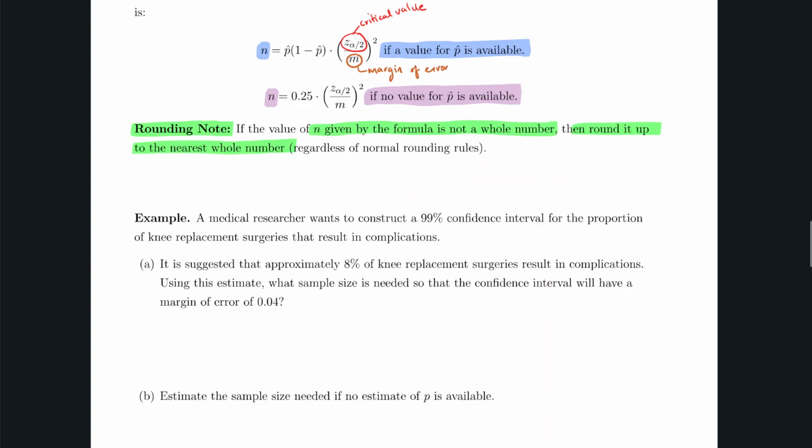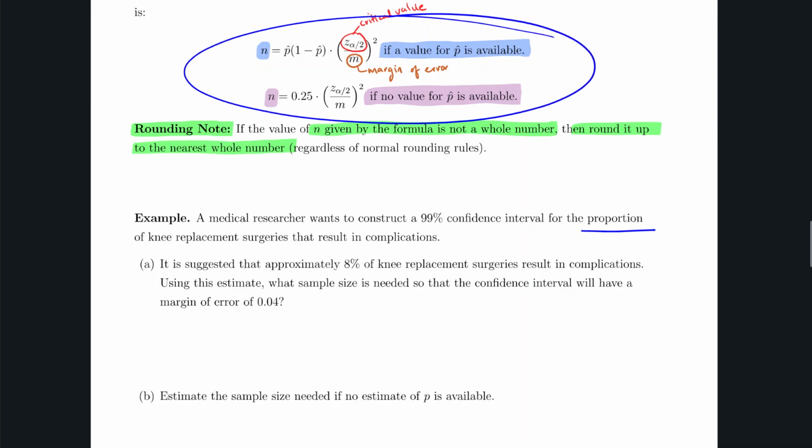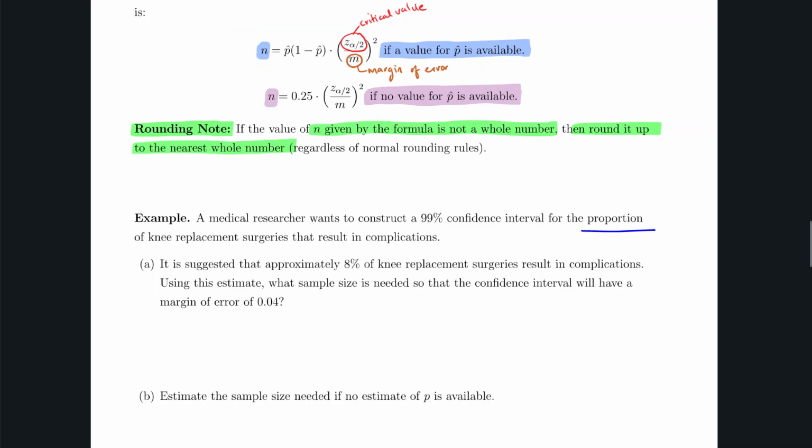So in our next example, we've got a medical researcher who wants to construct a 99% confidence interval for the proportion. So here we see our phrase proportion. Since this is for the proportion, it makes us think of one of these two formulas at this point, of knee surgeries that result in complications. It is suggested that 8% of knee replacement surgeries result in complications. Using this estimate, what sample size is needed so that the confidence interval will have a margin of error equal to 0.04?